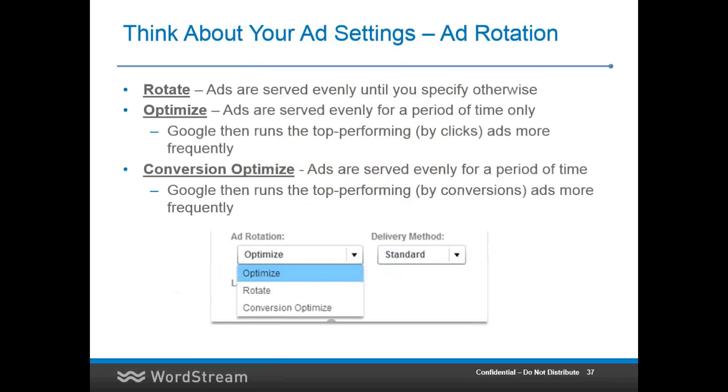The ad rotation settings will determine how Google will serve your ads, and there are 3 different settings you can choose from. The first setting is rotate, in which Google will rotate your ads evenly until you specify otherwise. So your ads will have an equal chance to run as evenly as possible. This setting can be really effective for the purposes of testing. If you have a set of brand new ads that you're rolling out, you might want to just set them to rotate so that they can have an equal chance of generating that performance data that is so precious.